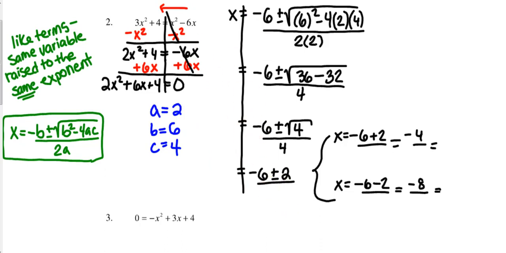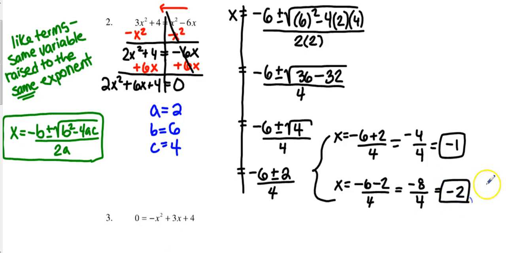Now, if that happened to you, I would be able to see your work because you showed it so well, and you would earn almost full credit because that was just a small little mistake. So I backtracked. All my 2's in the denominators became 4's. Now negative 4 divided by 4 is negative 1. Negative 8 divided by 4 is negative 2. And now we are all done.